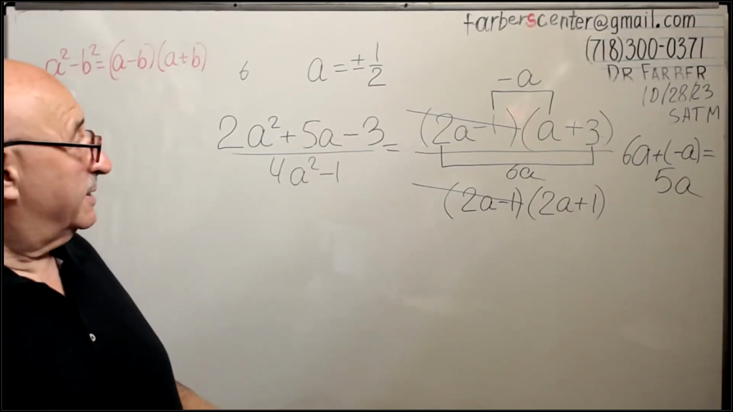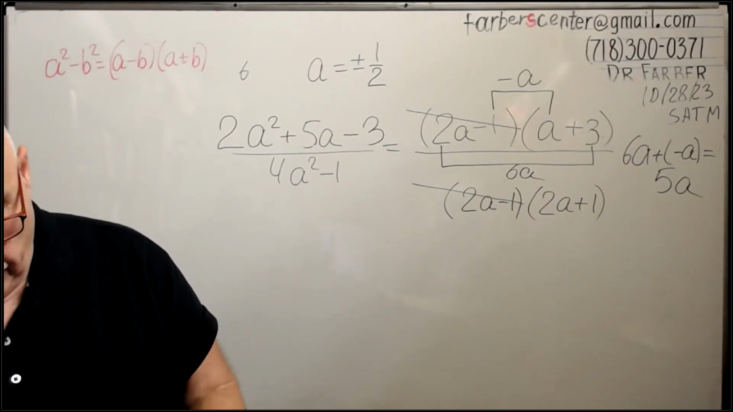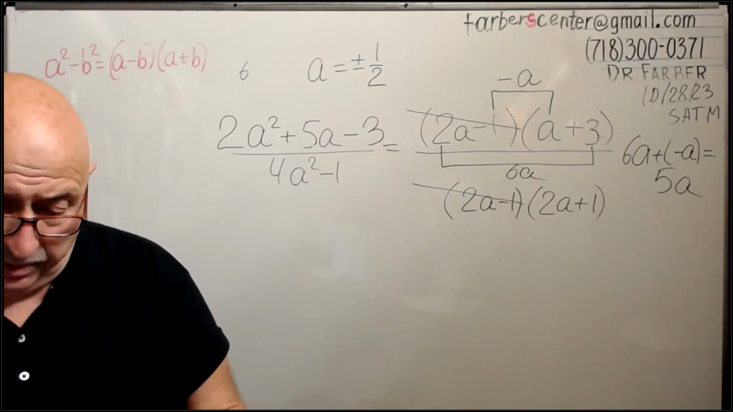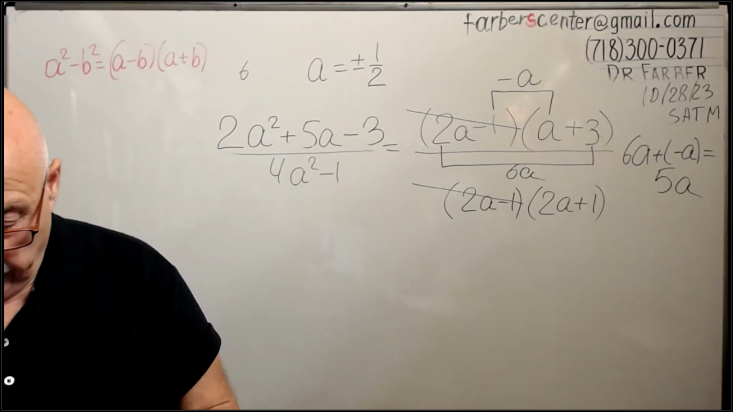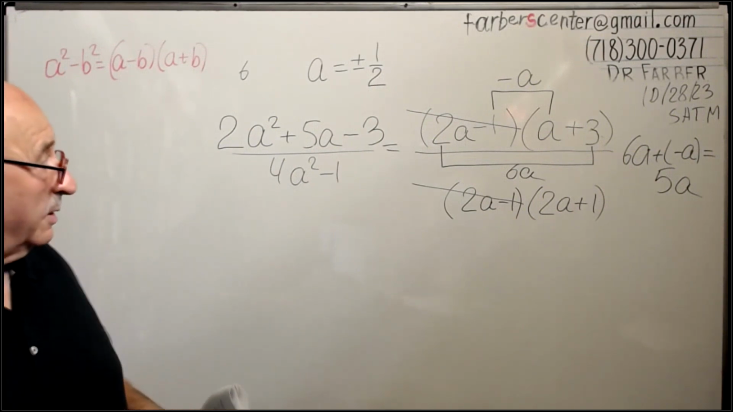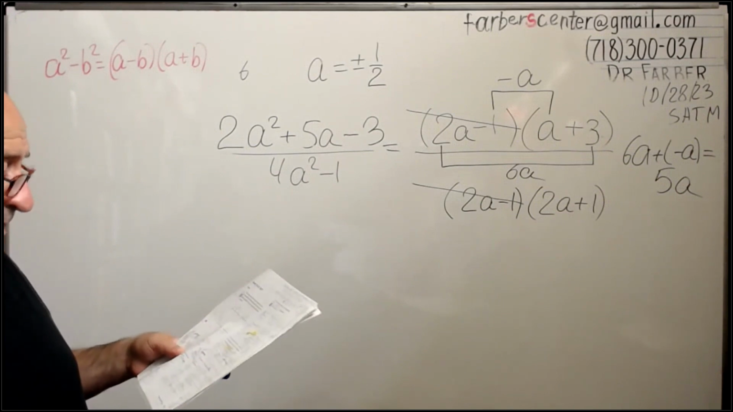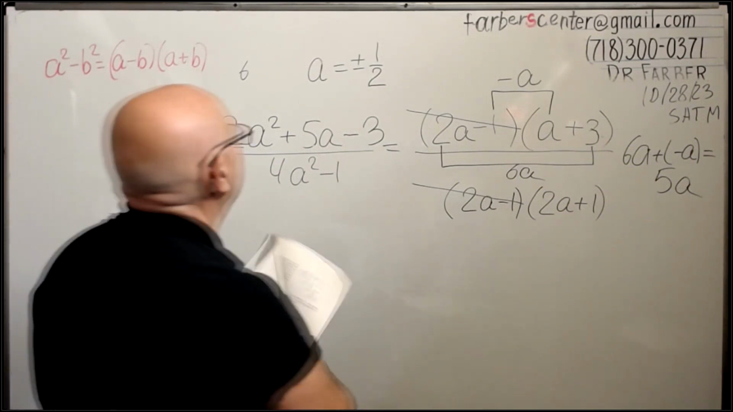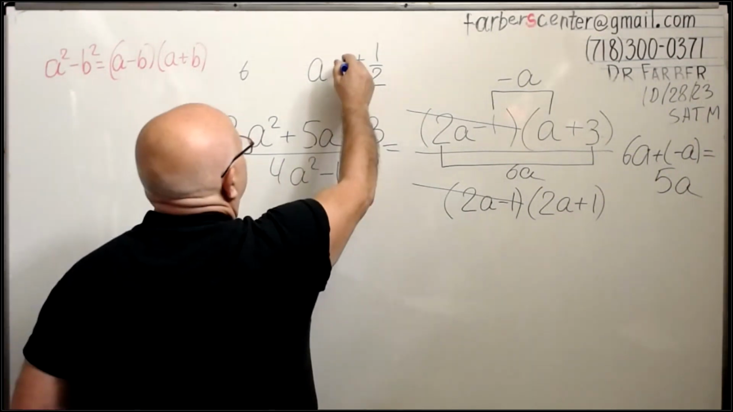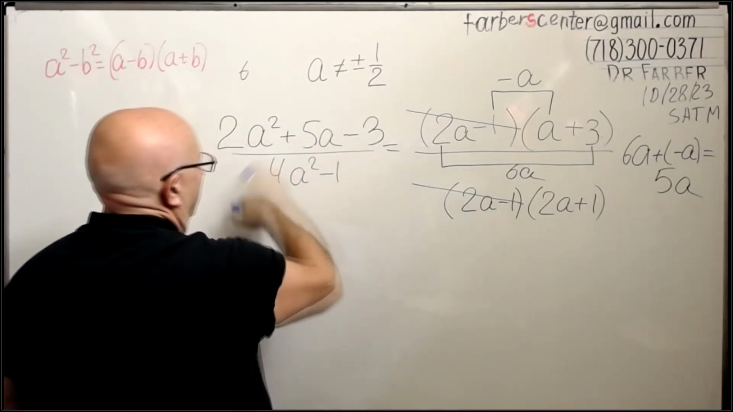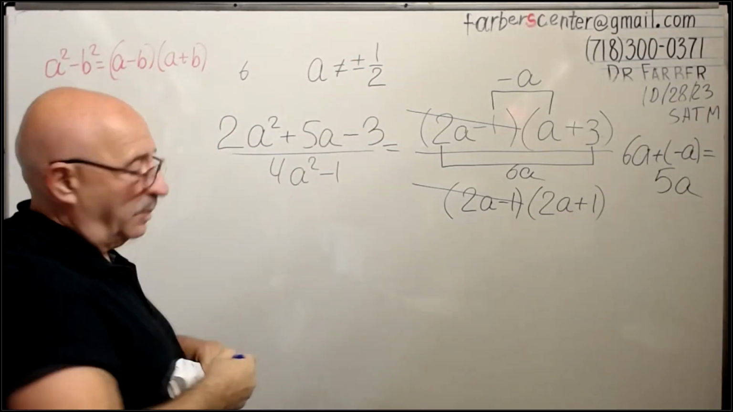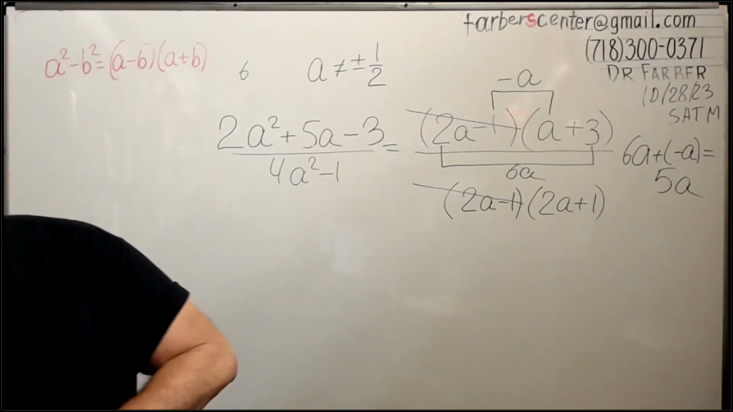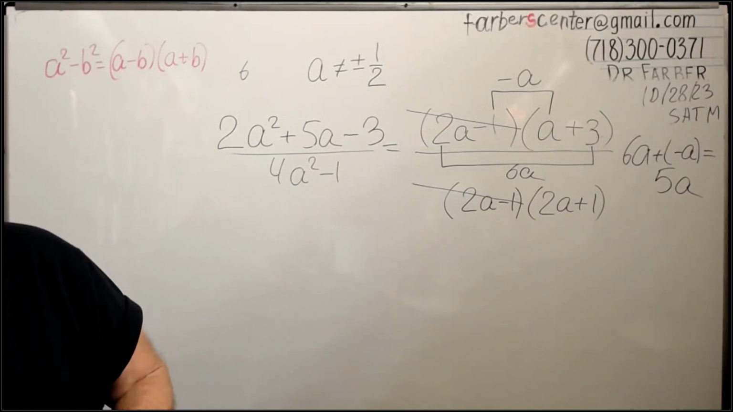This was number 6. Number 6, I believe, right? 6. Why do they ask you that a is not equal to 0? Because otherwise the denominator would be what? 0. Number 7, very fast.